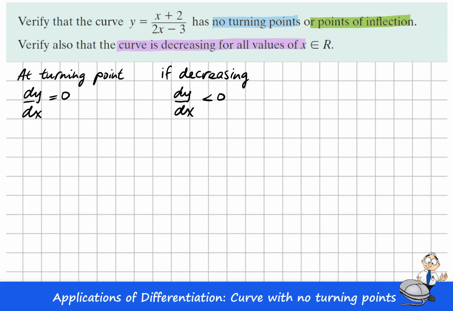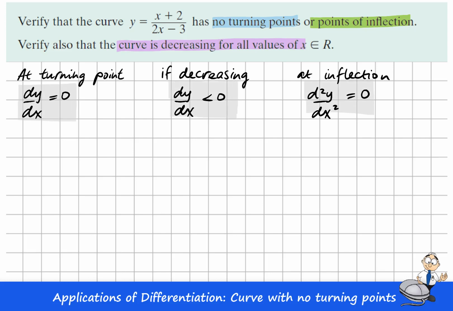And lastly, the point of inflection. At the point of inflection, the second derivative of the curve would be equal to 0. So if it had no point of inflection, it means the second derivative of this curve could not be equal to 0. So now we have to differentiate the curve.